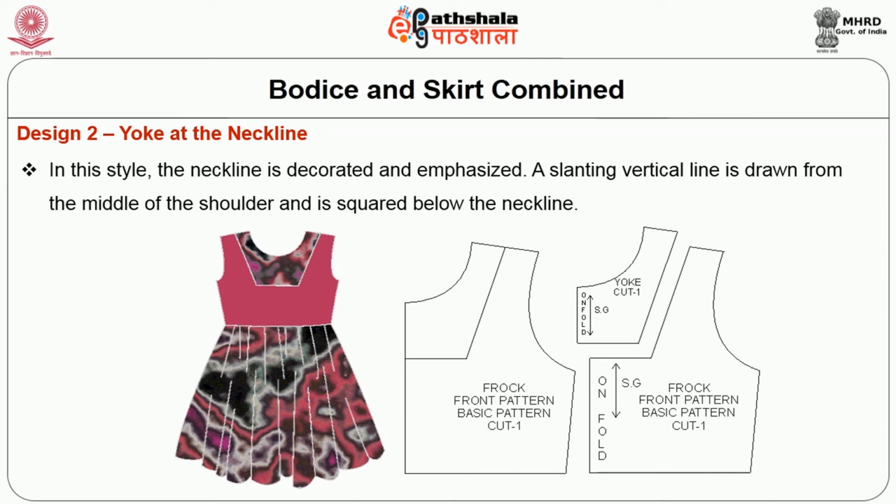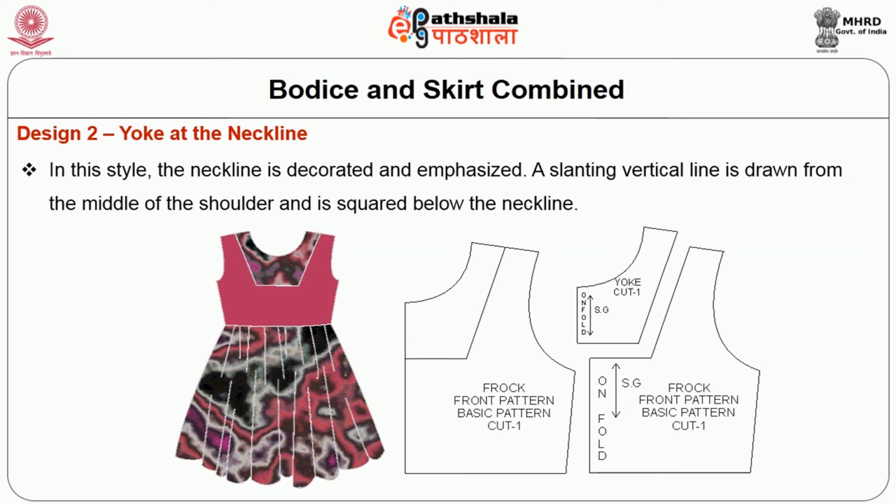For this module, I have shown a slanting vertical line drawn from the middle of the shoulder and squared below the neckline. This shape can be changed to any other shape as you prefer. And when you see the patterns, they will also follow the same outline of the design which you have sketched. As told earlier, the patterns of the yoke and the body's block have to be cut separately and seam allowance given. The yoke is attached to the body's block while sewing, and the other steps are similar to the bodice and skirt combined pattern.